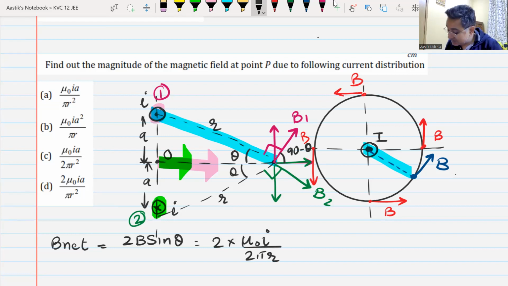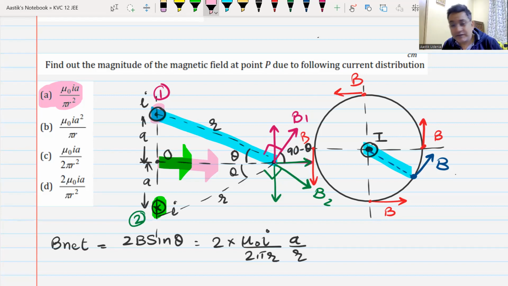Do we understand this? Yes, sir. What is the value of sine theta? It is a by R. Yes or no? Yes, sir. And you have your answer, sir. Your answer is option A, sir. You understand this, sir, or is this going over our head, saying bye bye? Understood, sir.